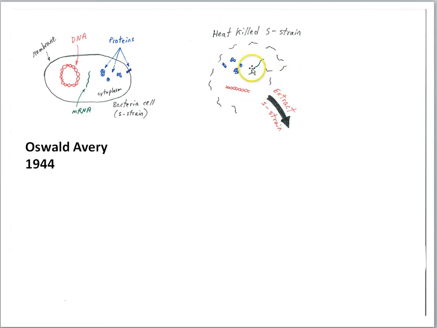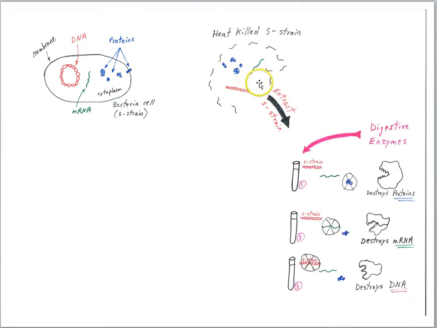We're going to break open those bacterial cells, and then you're going to have a fluid, the cytoplasm, with DNA, RNA, and protein in it. And then he's going to take that extract from the dead S strain and put it into 3 tubes. So each of these tubes then has S strain DNA, S strain protein, S strain messenger RNA. And then he's going to add a certain kind of digestive enzyme to one of each of the tubes. In tube number 1, he's going to add a protein that destroys other proteins. So what will be left in tube number 1 is S strain DNA and messenger RNA.